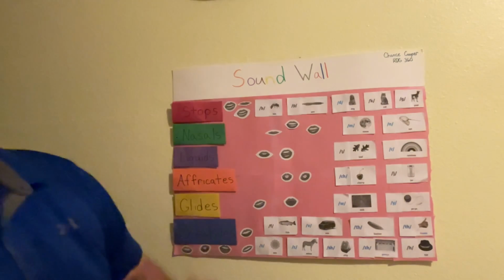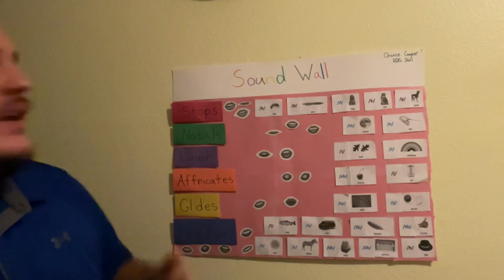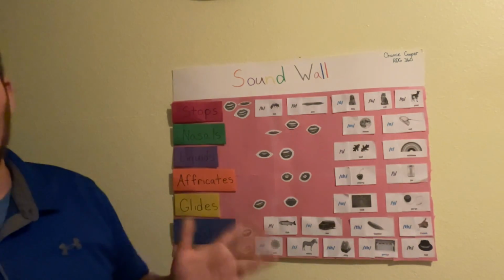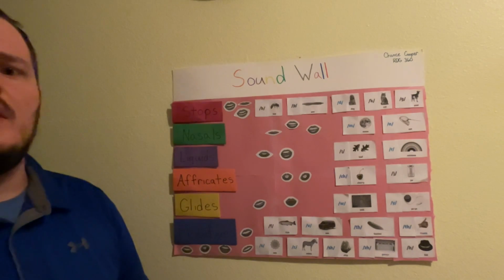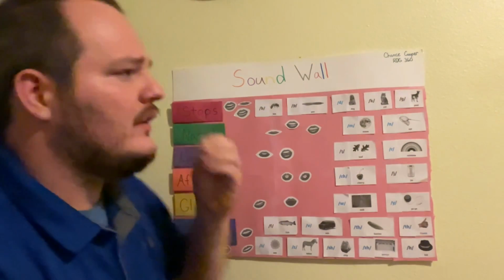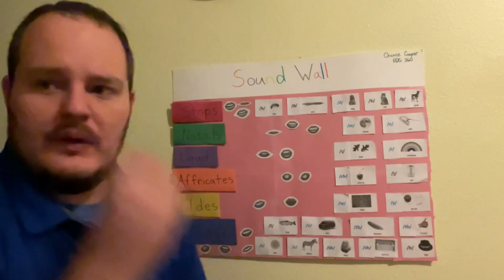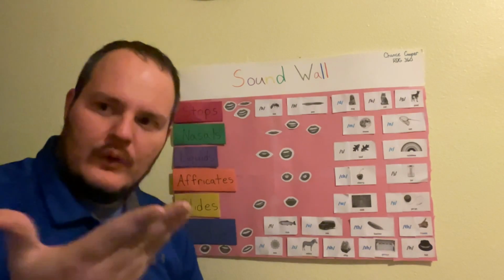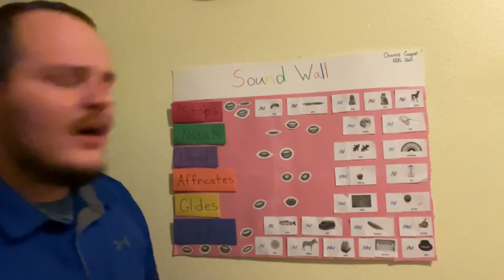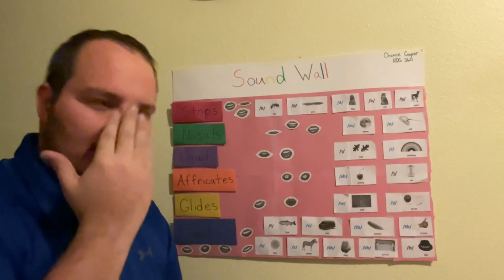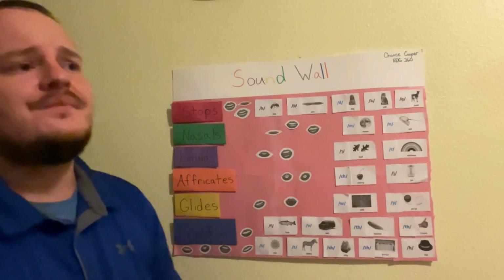And then the next one is nasals. This is also pretty self-explanatory. It's where the air flows through your nose as you're talking. Nasals goes to your nose, which helps you understand it. Nasals, nose. That's the best way to remember it.